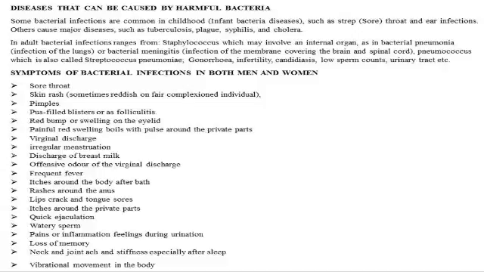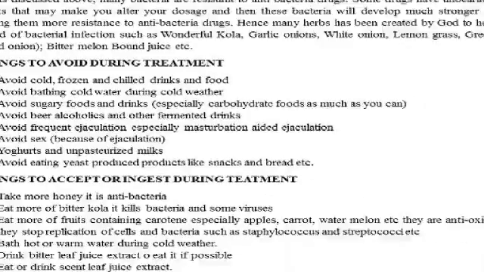itches around the body after birth, rashes around the anus, lip cracks and tongue sores, itches around the private part, quick ejaculation, watery sperm, pains or inflammation feelings during urination, loss of memory, neck and joint ache and stiffness, especially after sleep. There are also some that I didn't even mention here, like itches all over the body, rashes all over the body sometimes.